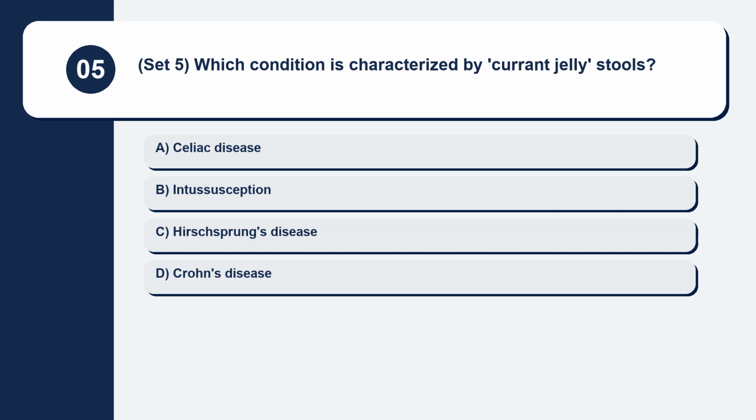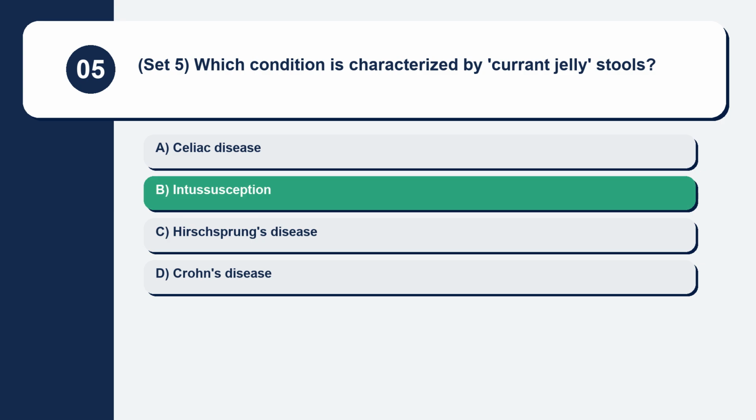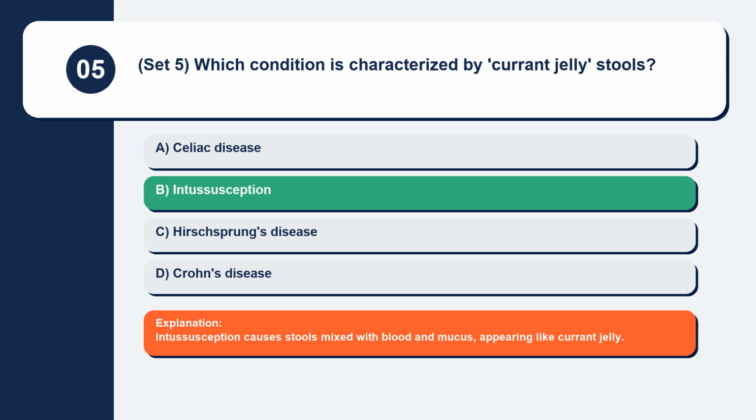Question 5. Set 5. Which condition is characterized by currant jelly stools? Celiac disease, intussusception, Hirschsprung's disease, Crohn's disease. Intussusception causes stools mixed with blood and mucus, appearing like currant jelly.